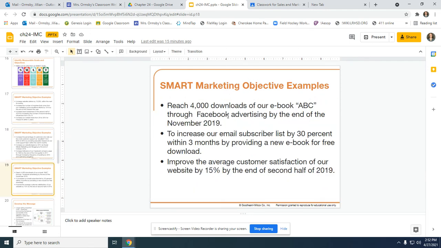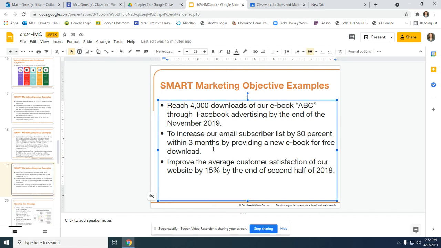And just a couple more: reach 4,000 downloads of our ebook ABC through Facebook advertising by the end of November 2019. To increase our email subscriber list by 30% within 3 months by providing a new ebook for free download. Improve the average customer satisfaction of our website by 15% by the end of the second half of 2019.